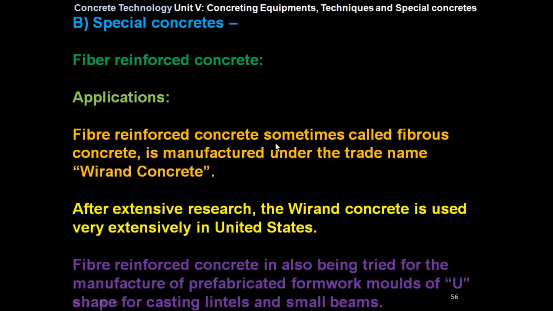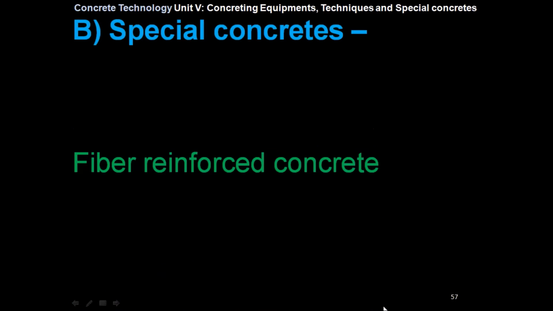Fiber reinforced concrete, sometimes called fibrous concrete, is manufactured under the trade name Wirand concrete. After extensive research, the Wirand concrete is used very extensively in United States. Fiber reinforced concrete is also being tried for the manufacture of prefabricated formwork molds of U-shaped for casting lintels and small beams. So we have seen the fiber reinforced concrete.